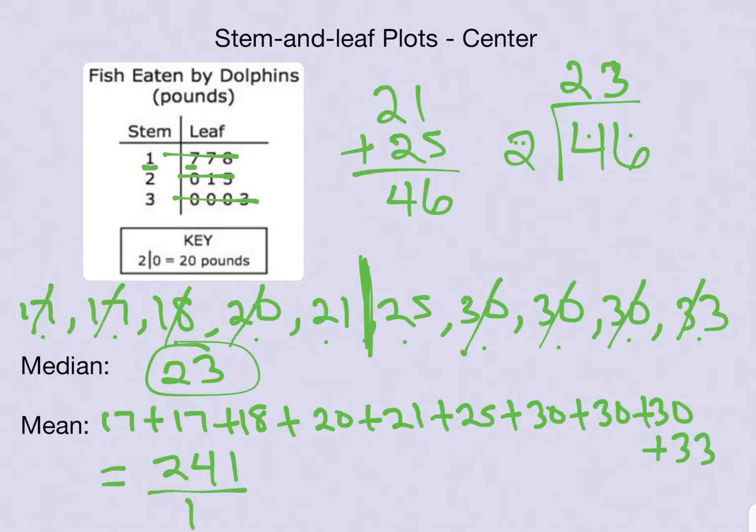And because there are 10 data points, we're going to divide that by 10. And that gives us 24 and 1/10. Now, this mean and this median make sense. They're both close to each other, and they're both in the middle because the 20s are in the middle of our data set up here. So this makes sense. And because the data is fairly symmetrical and fairly evenly distributed, it also makes sense that our median and mean are pretty close to the center there.